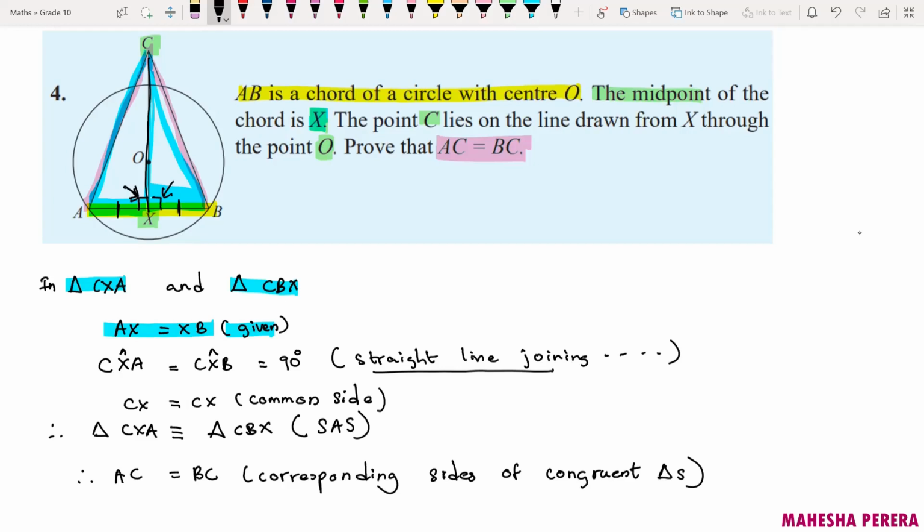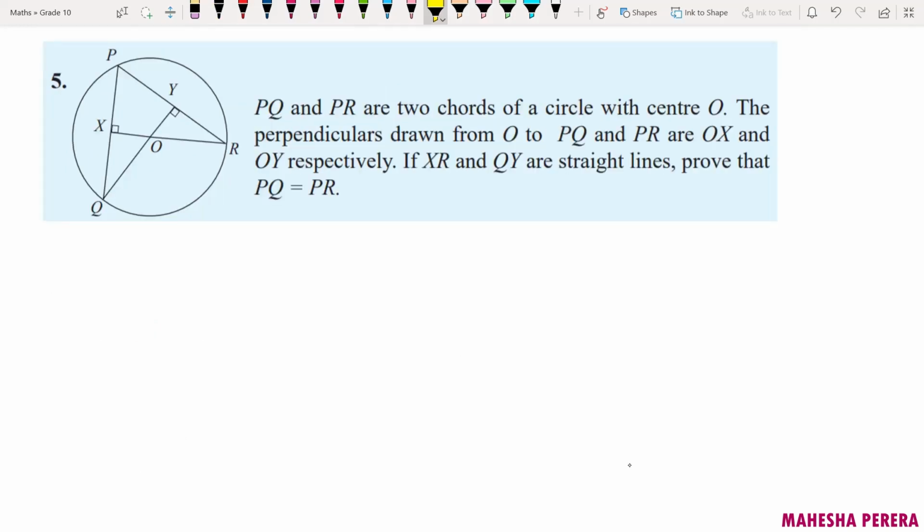And then easily we can say AC equals BC because these two are corresponding sides of these two congruent triangles. So because of corresponding elements of congruent triangles, we can say that AC equals BC. Okay, let's read the next question.